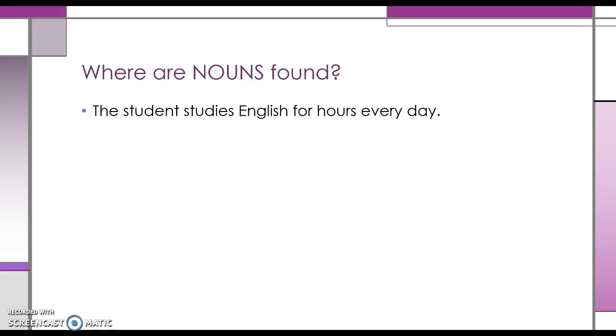So we want to know where we find nouns in a sentence. So just by looking at this one sample sentence, we can pretty much come up with all the rules about where nouns can occur in a sentence. So our sentence is: the student studies English for hours every day.